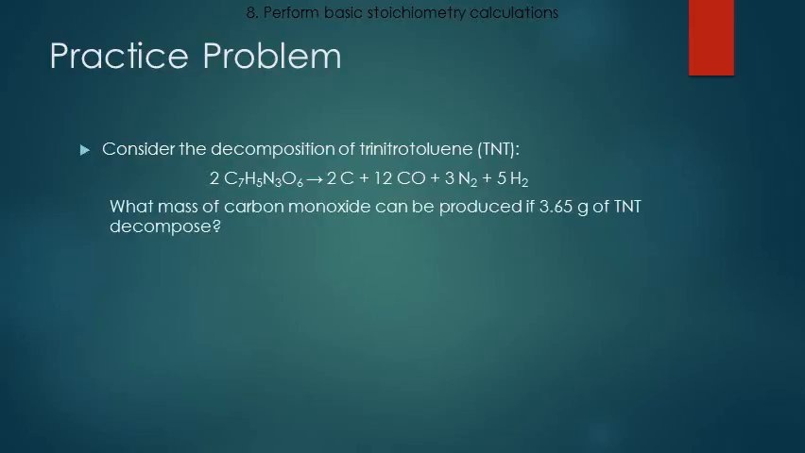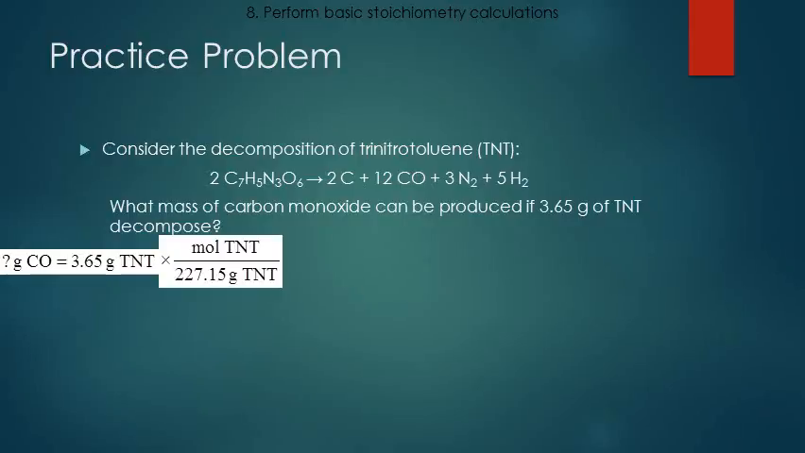All right, first question. What mass of carbon monoxide can be produced if 3.65 grams of TNT decompose? So here's what we're trying to do. Trying to get to grams of carbon monoxide, starting with 3.65 grams of TNT. So our first conversion, we need to convert our mass of TNT into a number of moles. So I want to use the molar mass. That is 227.15 grams of TNT for every mole.